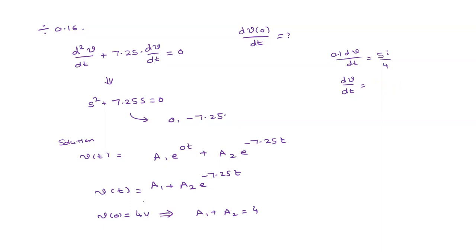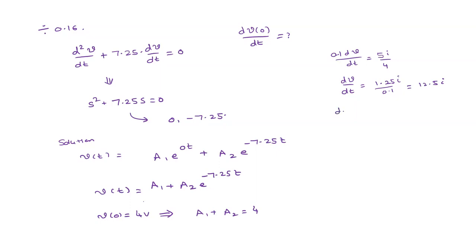No, it will be 12.5. So what is 5/4? 1.25. Right? 1.25. So divided by 0.1, how much is it? 12.5 into I, right? I hope I am correct. 5/4 is 1.25, and divided by 0.1 it is 12.5 into I. Agree? So dv/dt equal to 12.5 into I.